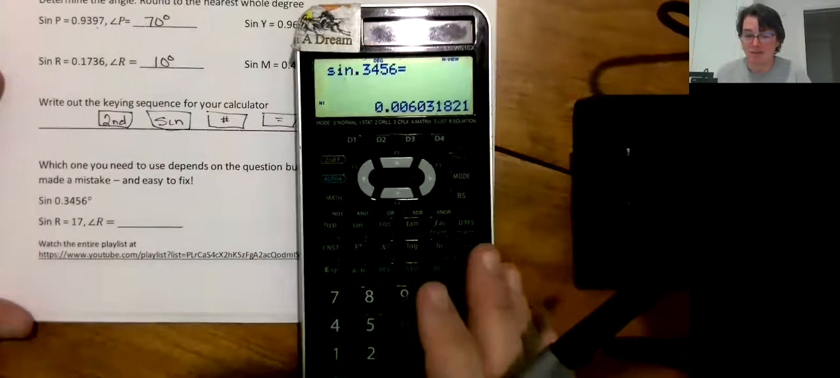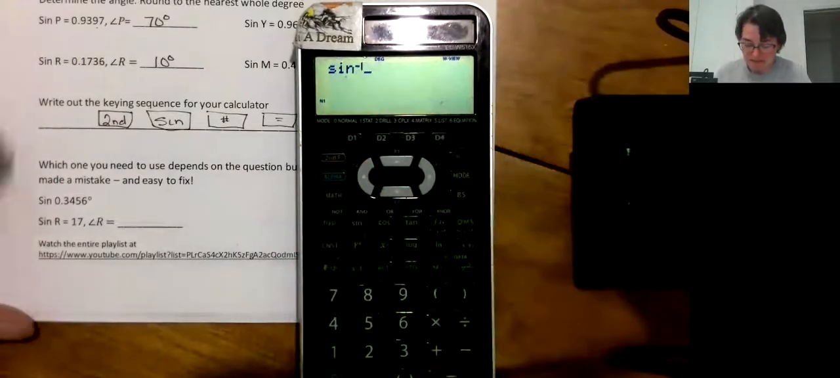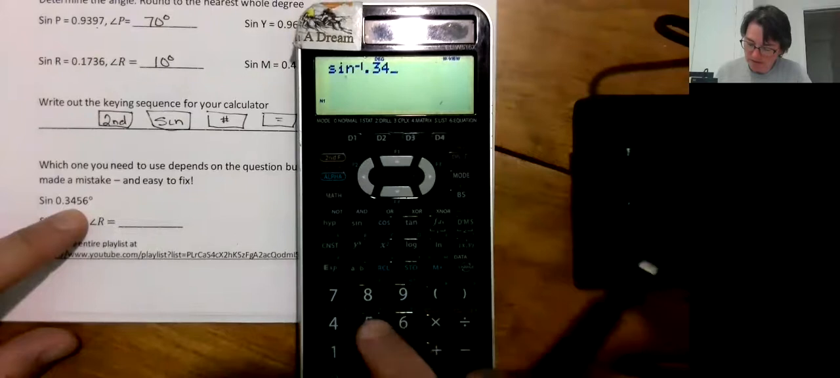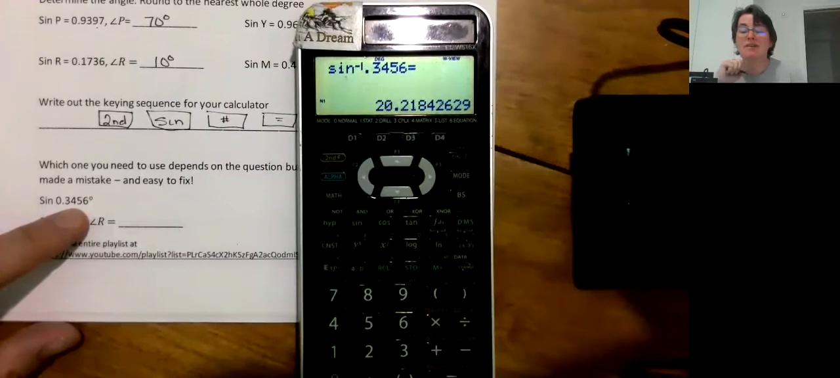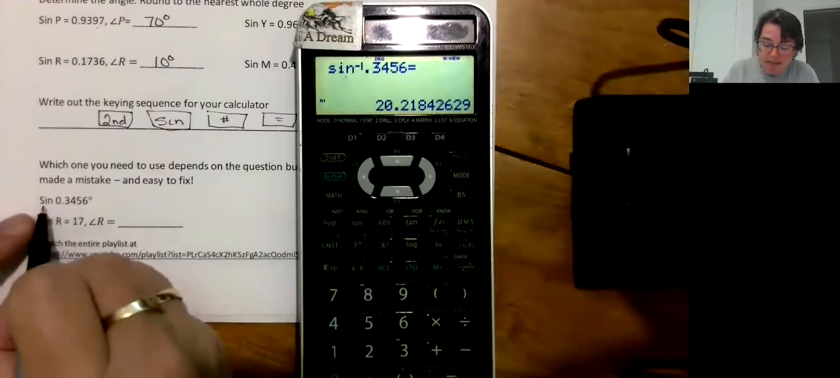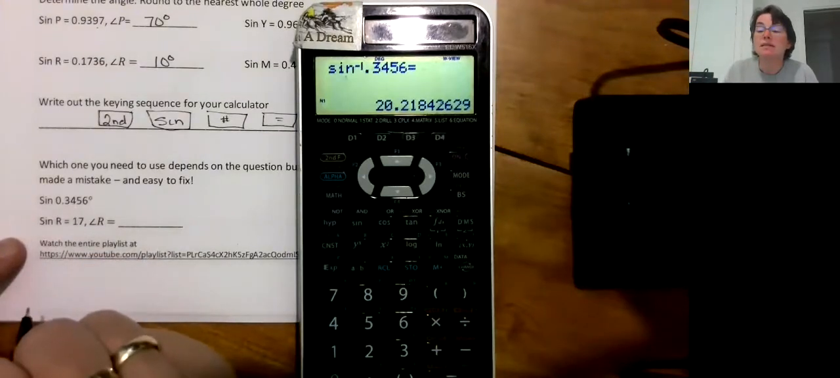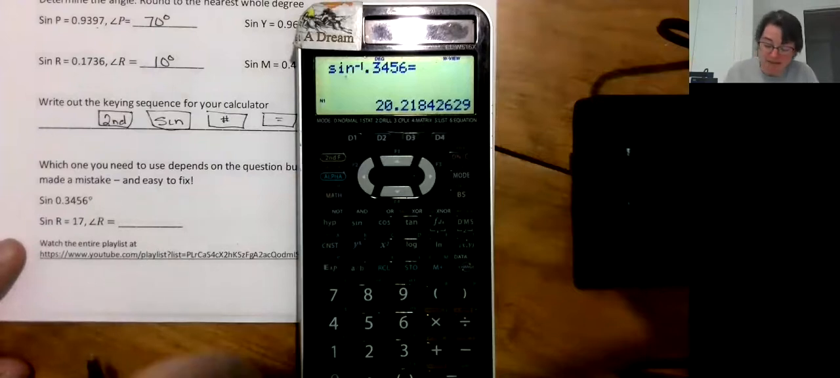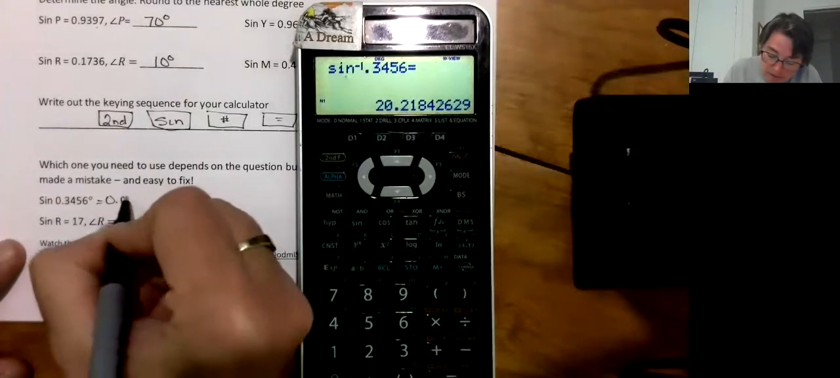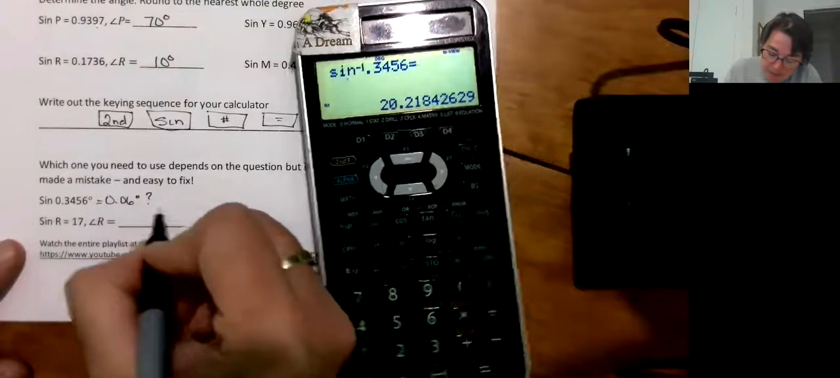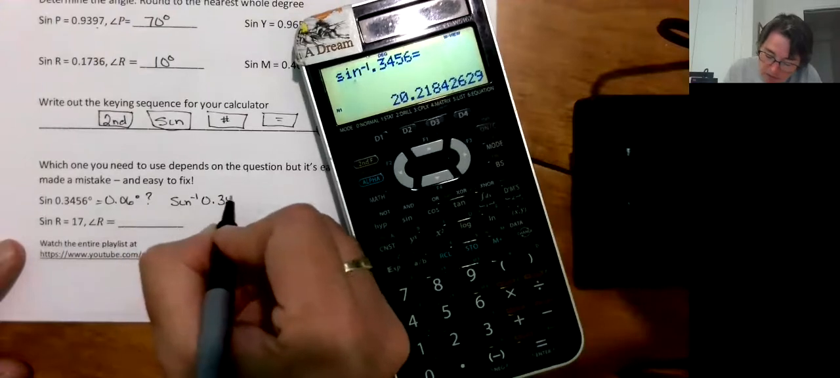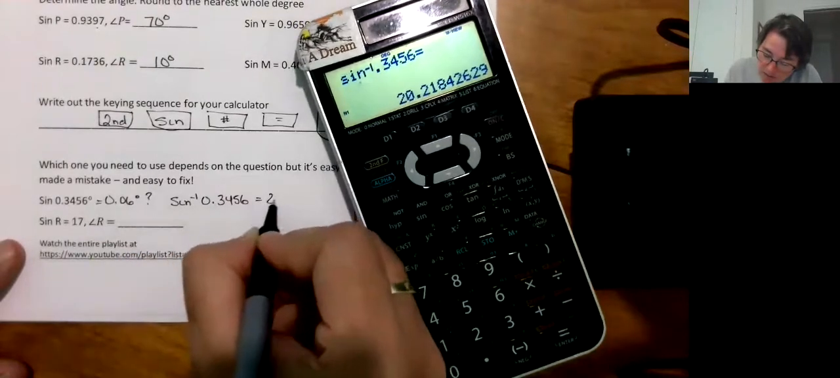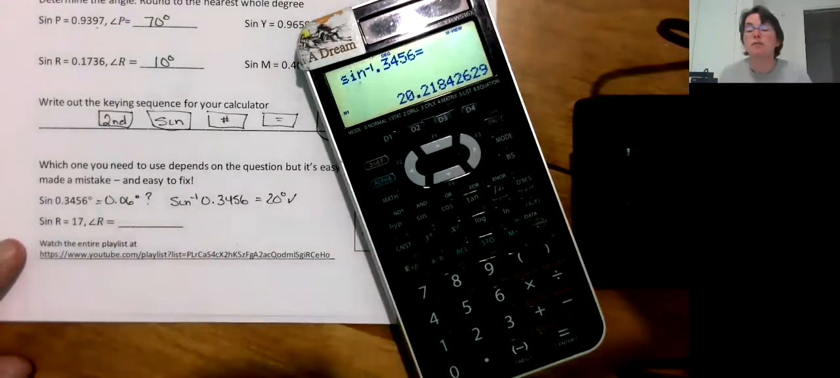So this is a terrible way to teach it, but you know what? If you go second sine 0.3456, oh look, it's 20 degrees. Yes, odds are much better in your favor that that is the right answer. So if you make a mistake and use sine instead of sine to the -1, your angle's too tiny and it doesn't make any sense. 0.06 degrees. So sine -1 of 0.3456, 20 degrees. That one is much more likely to be the answer.